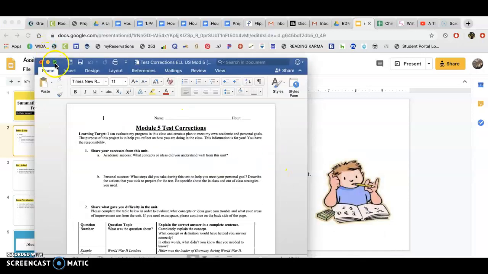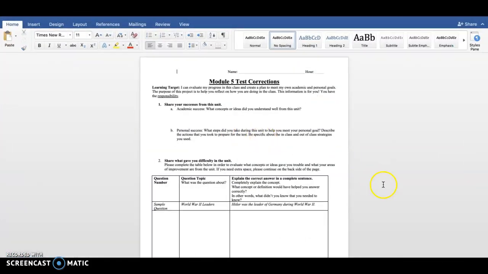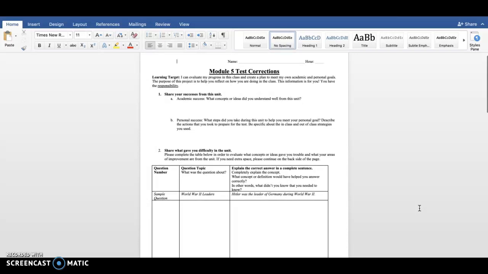I just picked a random example. So this is the packet that they get at the end of every unit, and I want to start the unit off positively. So I asked them, what concepts or ideas did you understand well? How did the content go? What went well? For the last test that I gave, a lot of students said, I understood the pyramids of Egypt the best. Great.